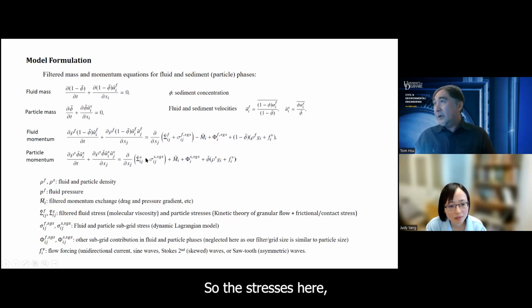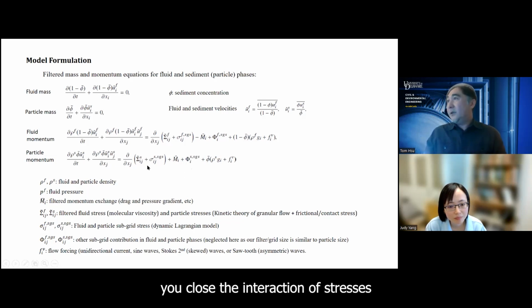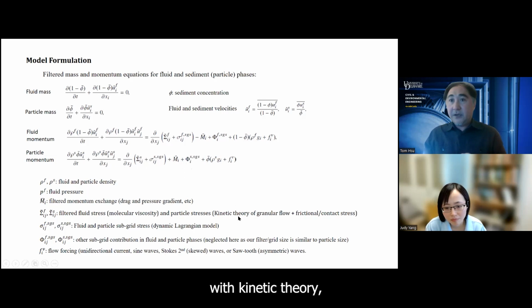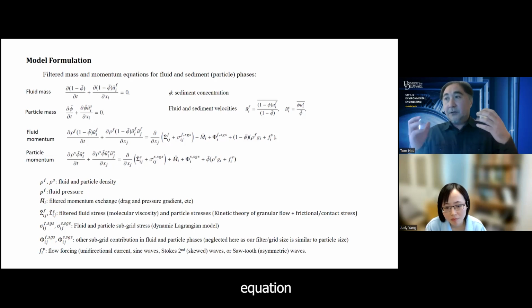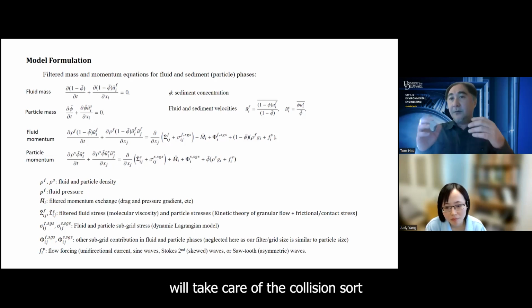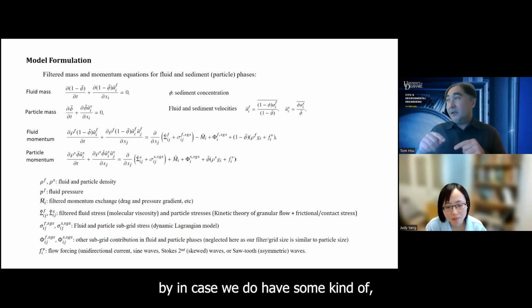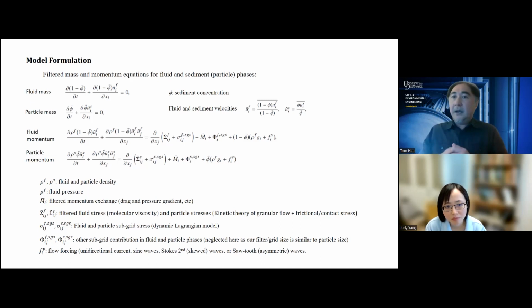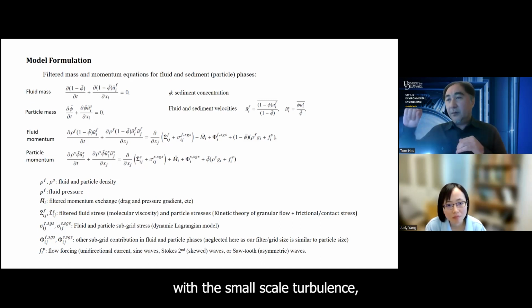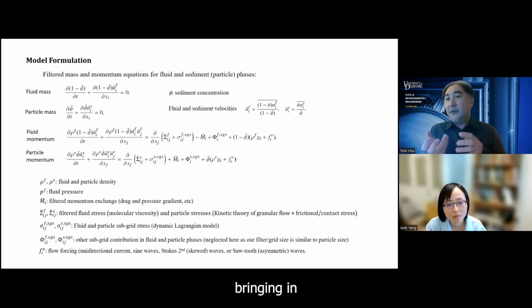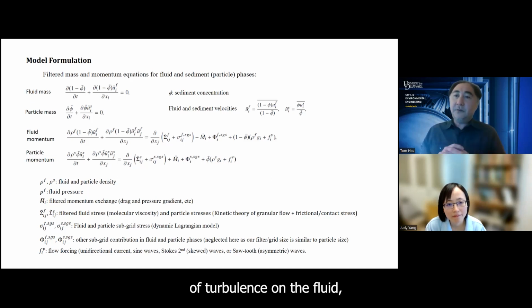The stresses here are the so-called intergranular stresses. When you close the intergranular stresses with kinetic theory, we are solving a granular temperature equation. The granular temperature equation will take care of the collision, the granular temperature caused by the energetics of the particle motion. But in this case, we also have a semi-empirical closure that deals with the small scale turbulence, bringing it from the fluid phase to the particle phase, taking care of the subgrid effect of turbulence on the fluid.